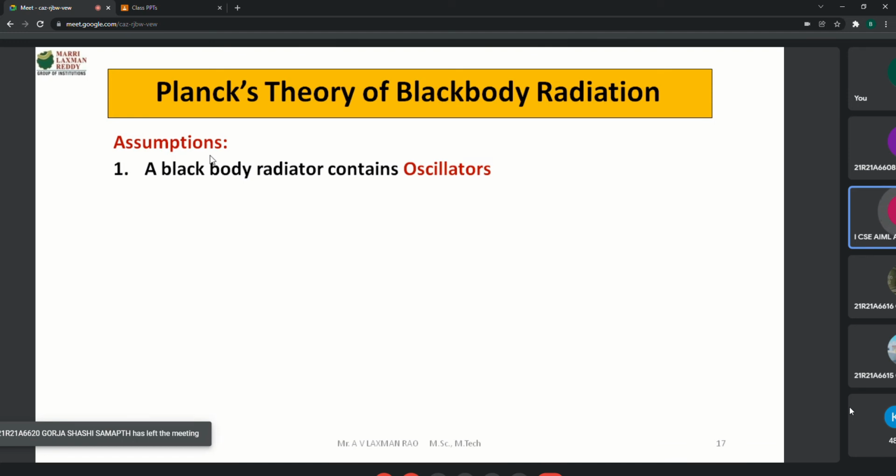A black body radiator can radiate or emit energy. What is happening inside that material was successfully explained by a scientist called Planck. According to him, a black body radiator has a large number of atomic oscillators. By assuming that, he explained the properties of a black body radiator, and why it behaves like that.